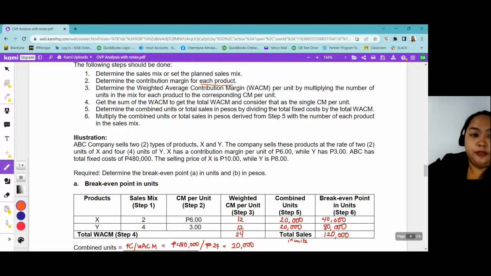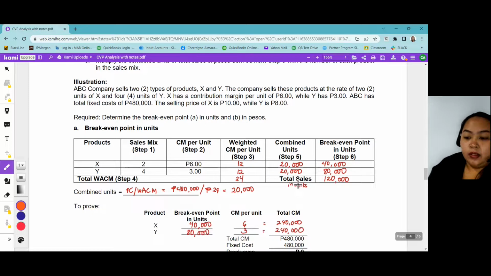Okay. Then fifth, determine the combined units or total sales in pesos by dividing the total fixed cost by the total weighted average contribution margin. And then sixth, multiply the combined units or total sales in pesos derived from step 5 with the number of each product in the sales mix. Okay, so tignan natin para mas maintindihan natin yung step-by-step process.